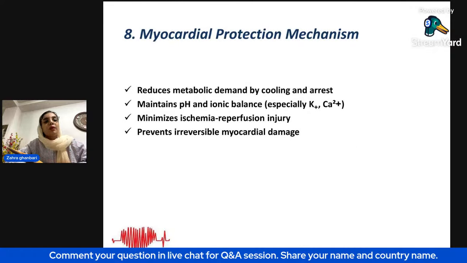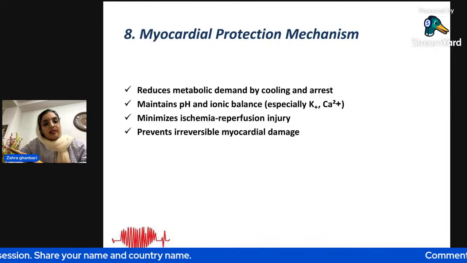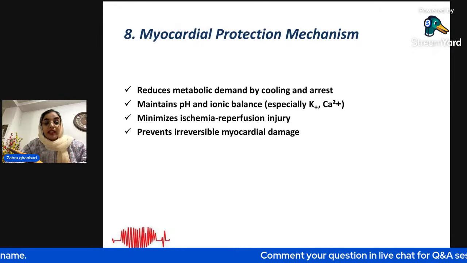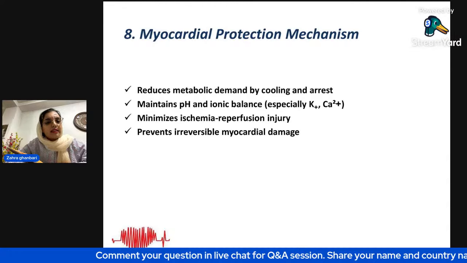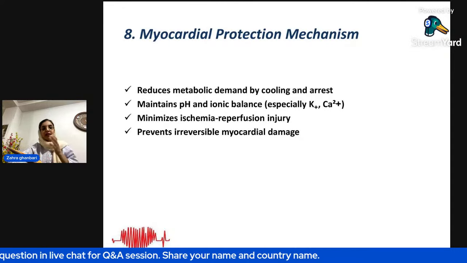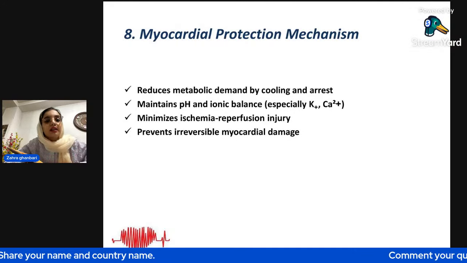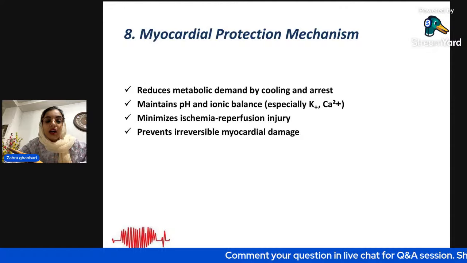Myocardial protection mechanism. We reduce the metabolic demand by reducing the temperature of the heart, actually cooling, and arresting it by adding high potassium. Maintaining pH and ionic balance, especially potassium and calcium, is so important. We minimize ischemia and reperfusion injury and prevent irreversible myocardial damage. So go to the next slide.